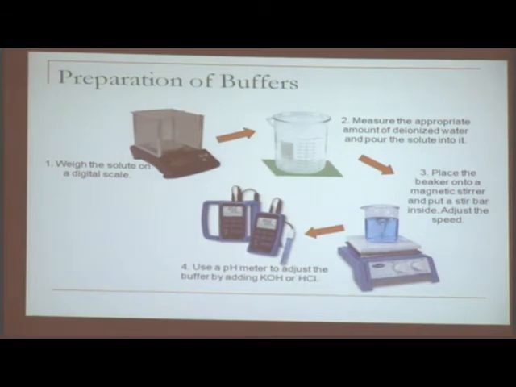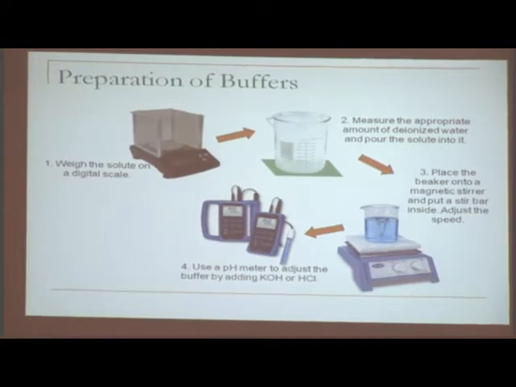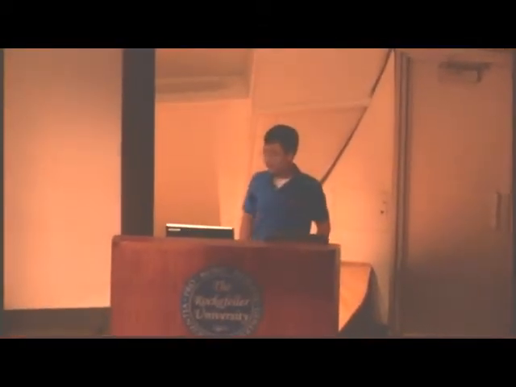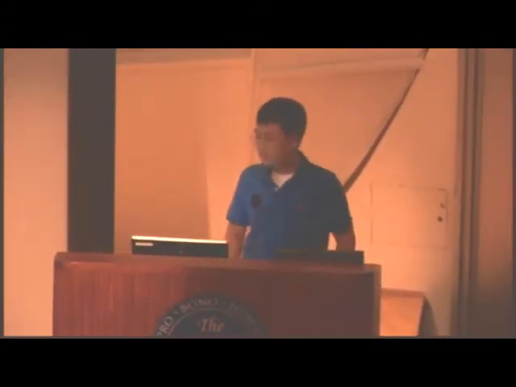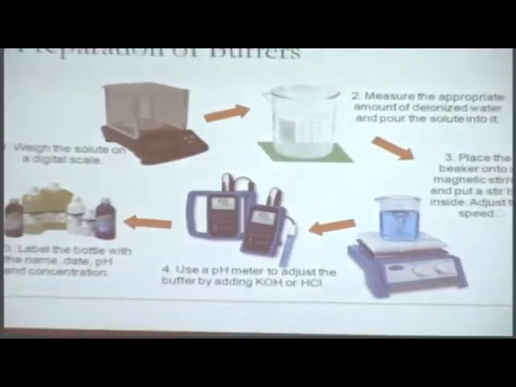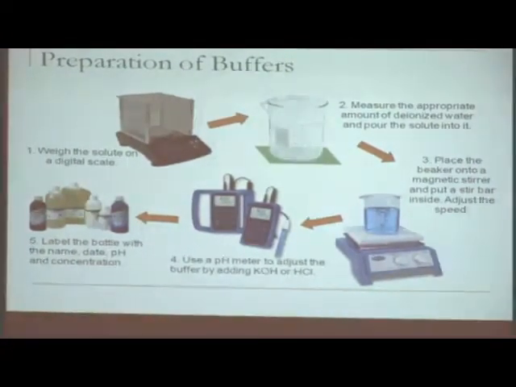You wait until the solute is fully dissolved. You can see it is clear. And some buffers call for a specific pH. You can adjust and measure that with a pH meter, and you can add KOH to make it more basic, or HCl to make it more acidic. And lastly, you must always remember to label the bottle with the name, date, pH, and concentration of your buffer.